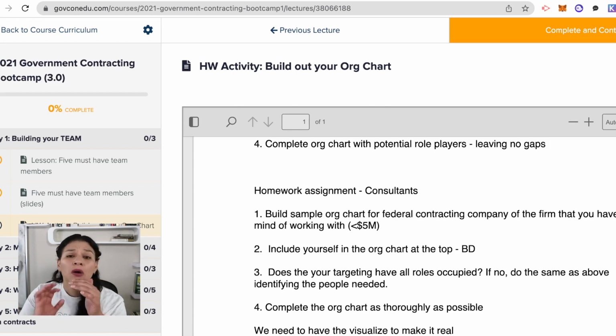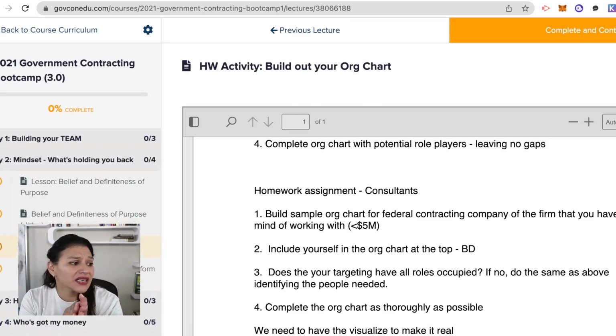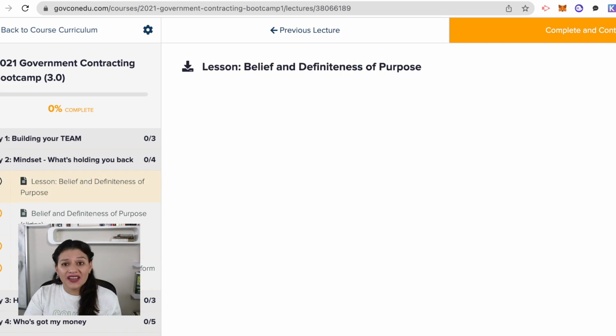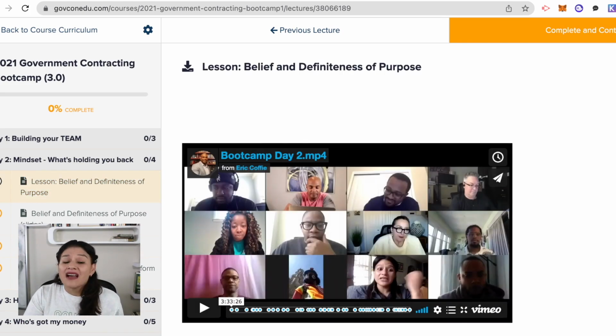Day 2, we took a little bit of a twist here because mindset. We believe that mindset is very, very important. Mindset is one of those things that it's going to make you or break you. We had to make sure that your mind is in the correct space, that you're focused, that you have that belief and that faith in yourself that you're going to make this possible.